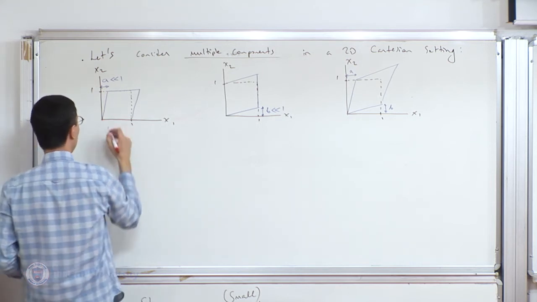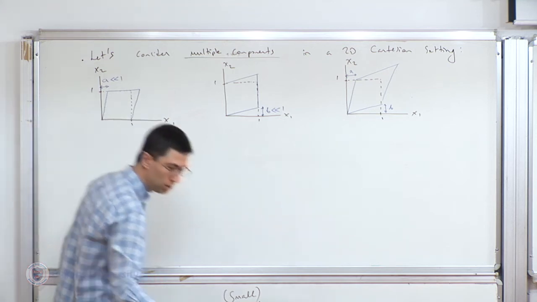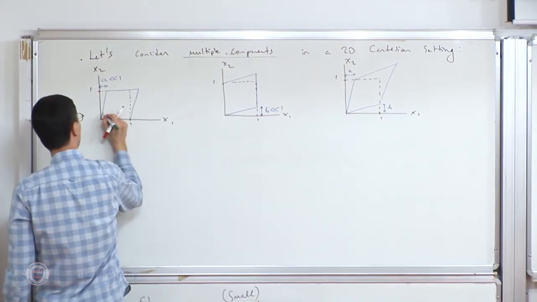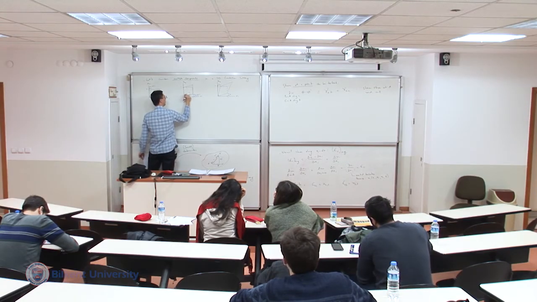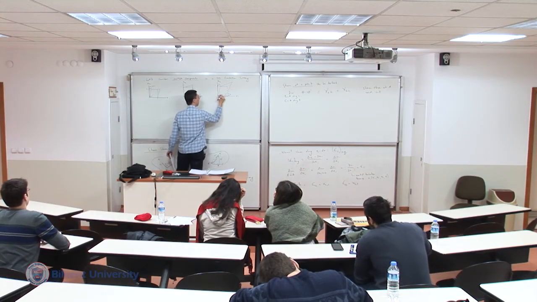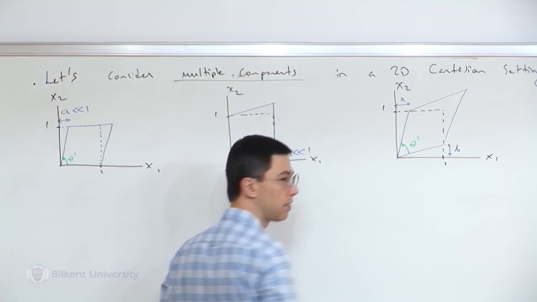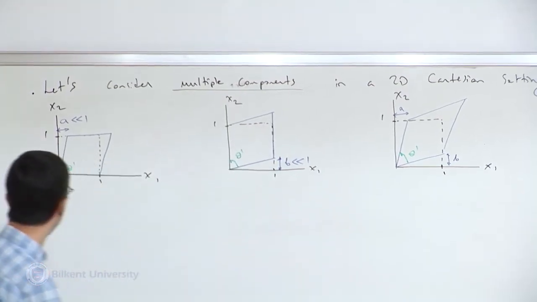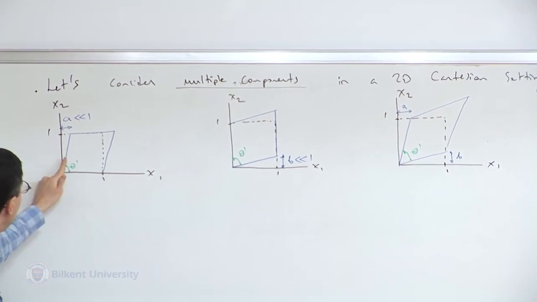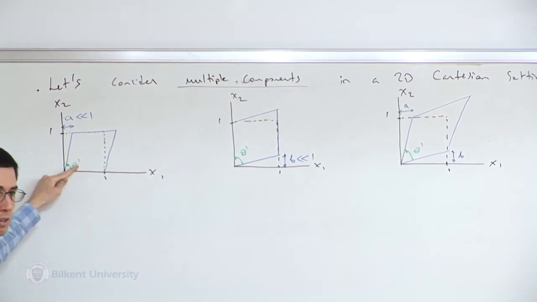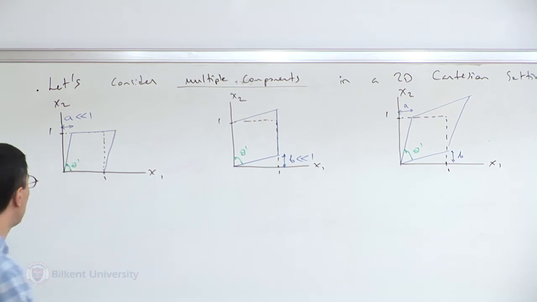And the new angle, so this would be the new angle. Let's, in fact, indicate here. So that would be theta prime. Now, the difference between the old angle minus the new angle would be the shear strain by our definition.